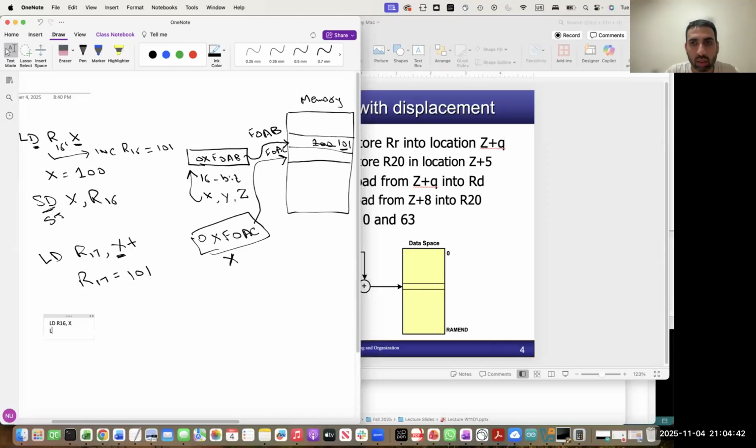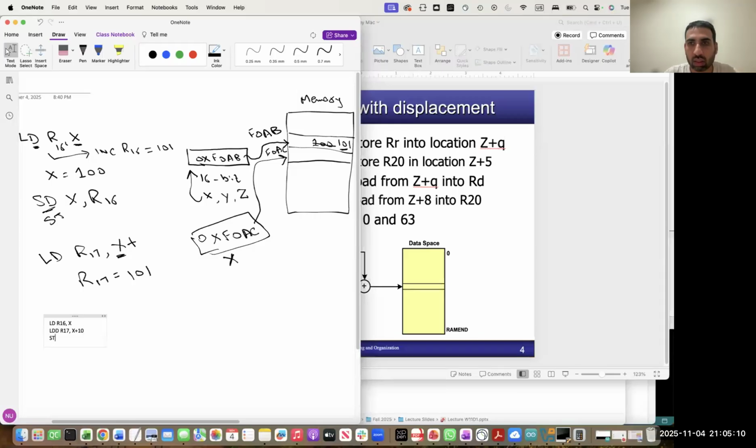Then the second one, what do you think about the second one? Anyone who wants to respond? Is there anything wrong with the second instruction? Yes, you need to use load with displacement, because you cannot use +10 with only load.